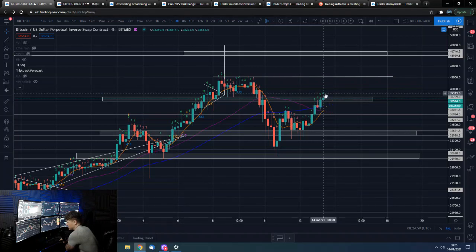Consolidating above resistance indicates that we are most likely going to continue to the upside. As you can see, it didn't consolidate above this resistance. In fact, it was below it, so we came straight down. But then we consolidated above this one, so then we pushed up. And as you can see, it's not really consolidation, but we held above this one, so we pushed up.